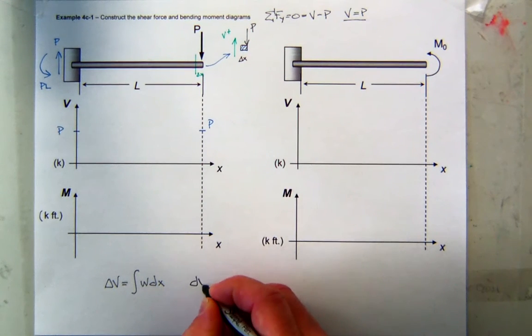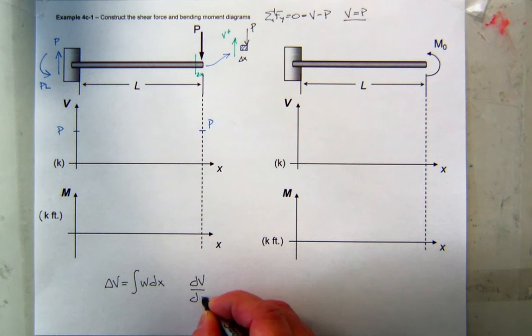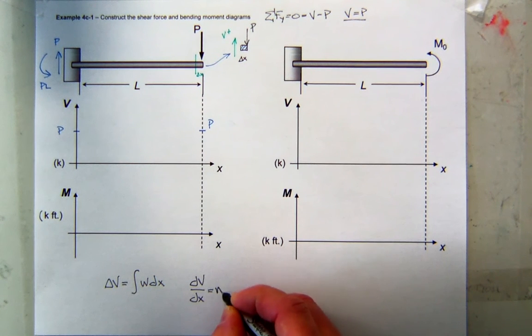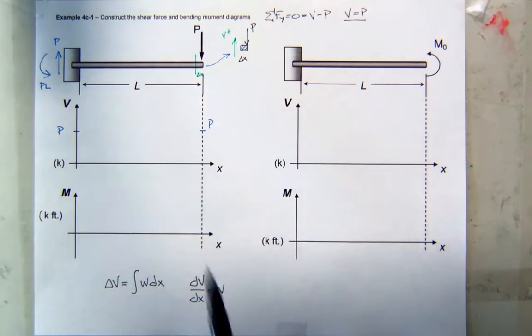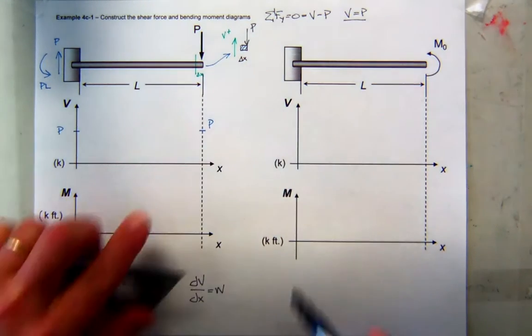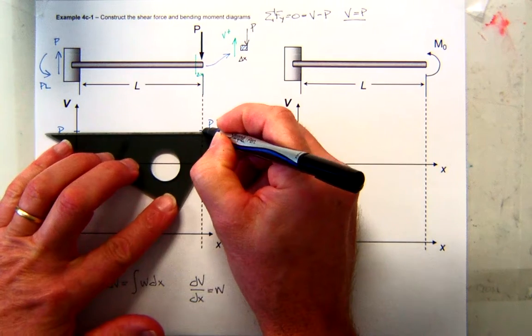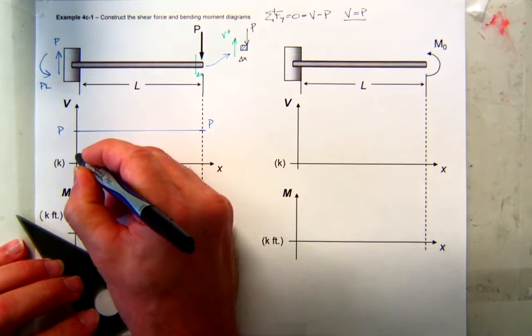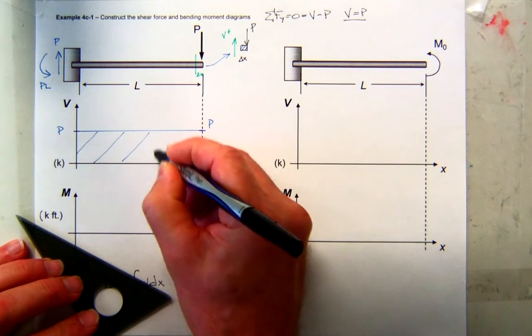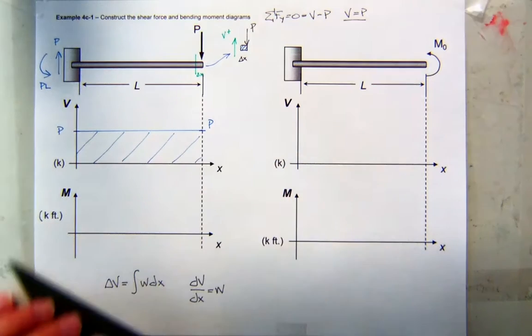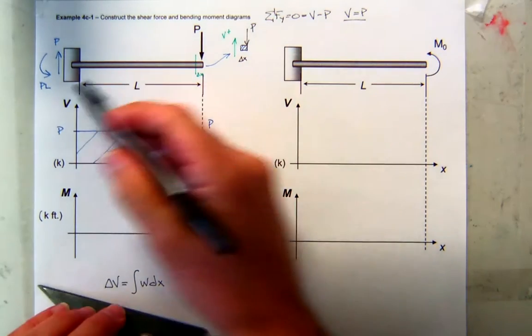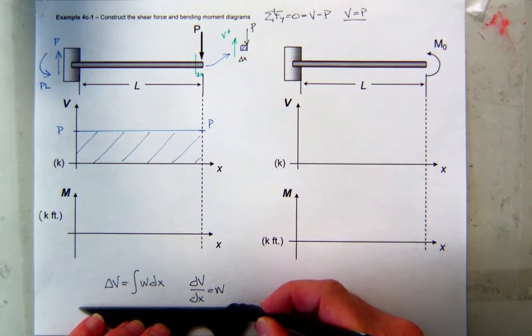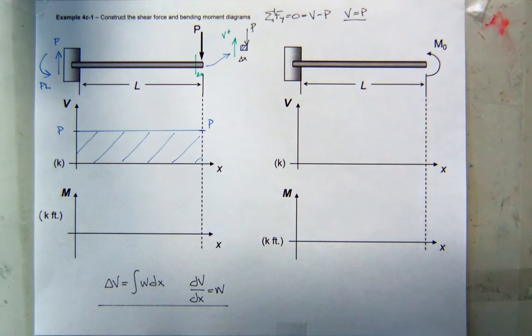And I know the slope of my shear diagram at every point is equal to the load. What's the load everywhere on this beam? Zero. So I have no slope. Zero slope looks like this. And I now have a structure that has constant shear force across the whole thing. I just took the things I knew from equilibrium and these relationships between shear force and load, and I was able to construct it.